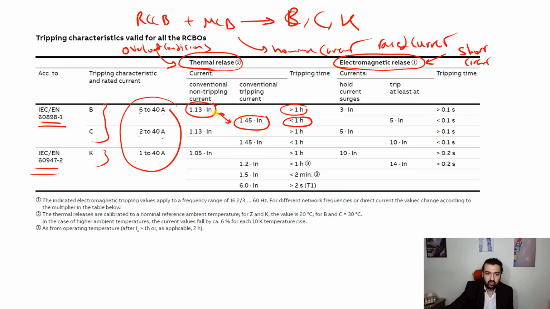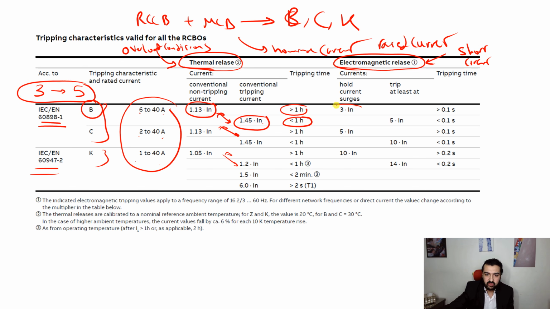This is the range which we are going to see in the characteristics, representing the manufacturer tolerance. Same for the rest. Here we have a range which we are going to see in the next slide. Now, electromagnetic release, you can see that B is from 3 to 5 times.